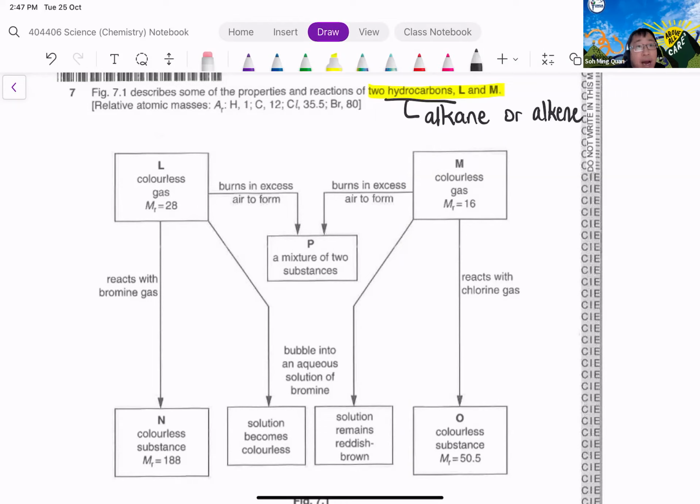All right. Hydrocarbon must be either alkane or alkene. That means L and M must be either alkane or alkene. That's the first thing.